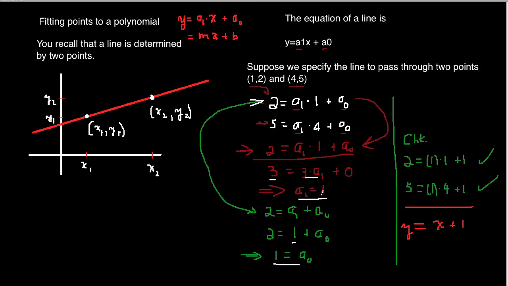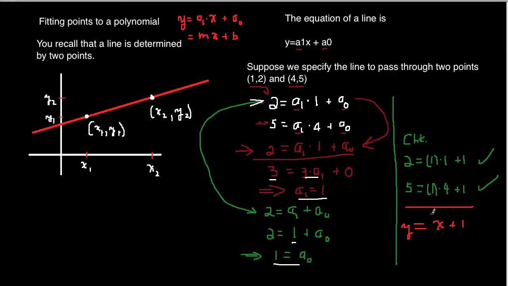Now let's check to see if these 2 values, a1 and a0, solve these 2 equations. So I check. I write the first equation. 2 is equal to a1 times 1, which is 1 times 1, plus a0, which is 1. So that works. 2 equals 2. The second equation is 5 equals a1 times 4. That's 1 times 4, plus a0, and that works. So these 2 values, a1 equal to 1 and a0 equal to 1, solve these two equations.